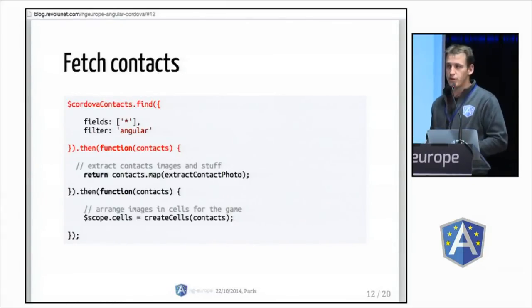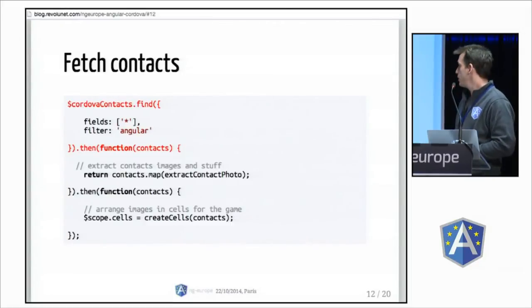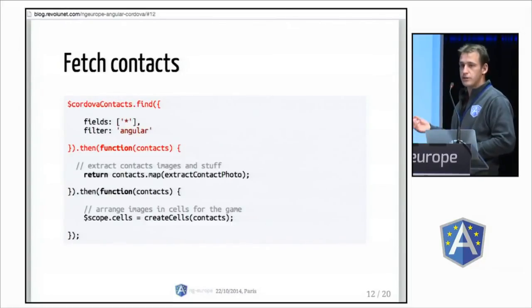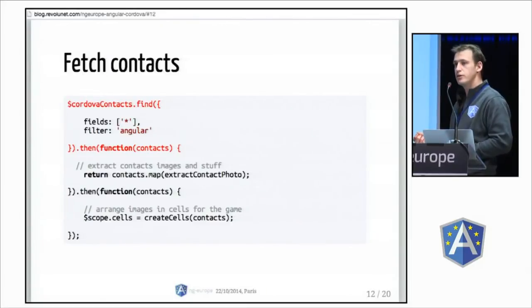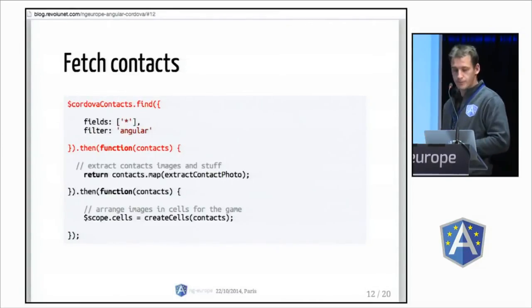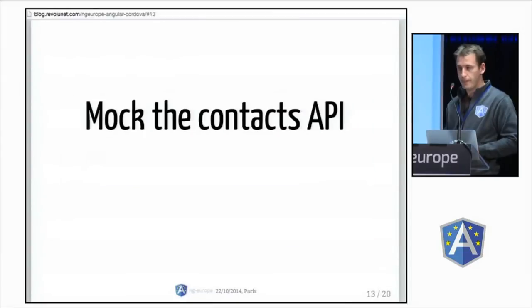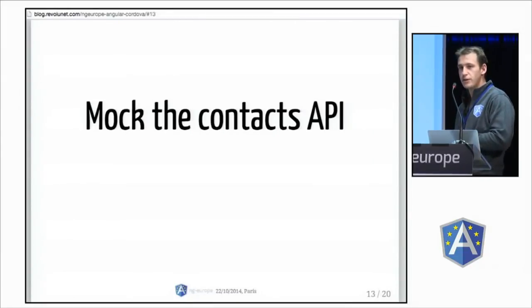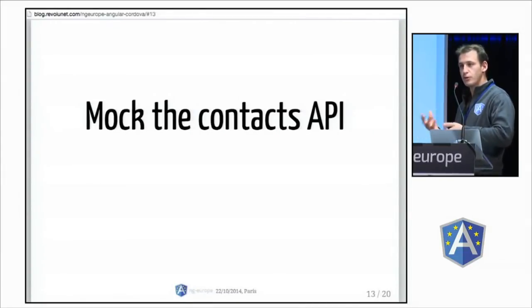In my example, I just fetch all contacts related to Angular. Then I have a function that extracts the contact pictures, and then I have another function that transforms this data into cells for my little game. I will show you how you can mock the Cordova services in your browser so you can test your full application and code in your desktop browser.